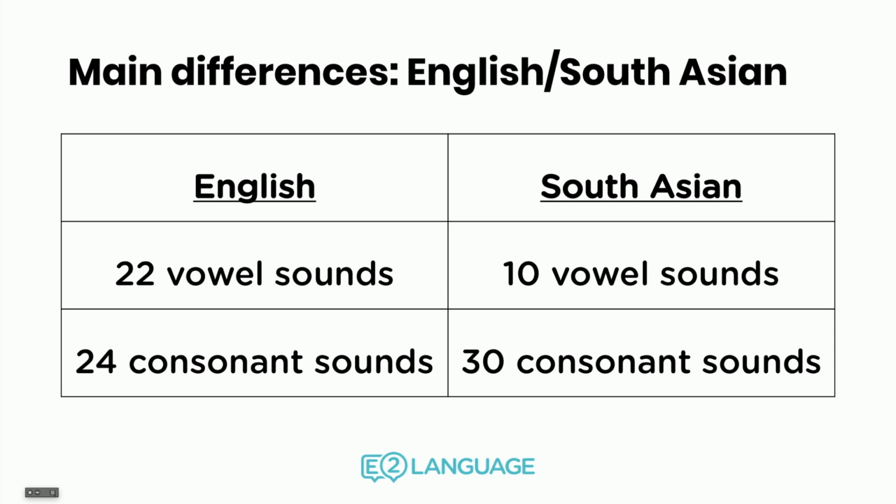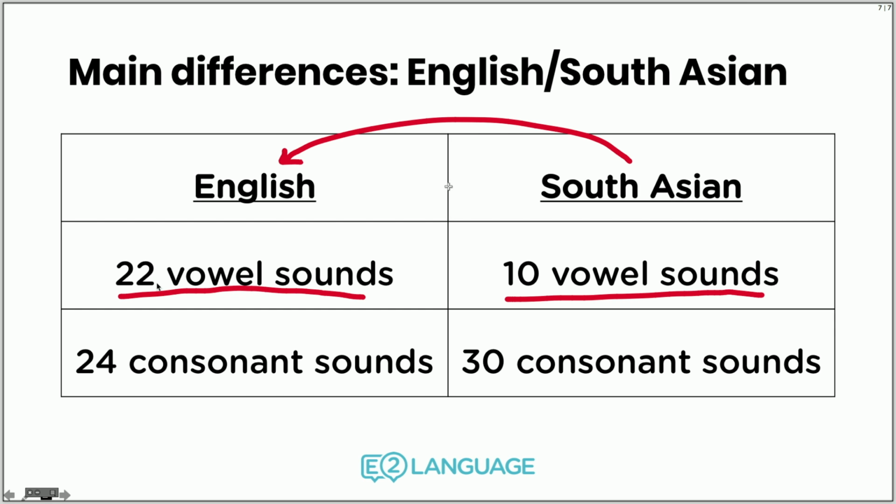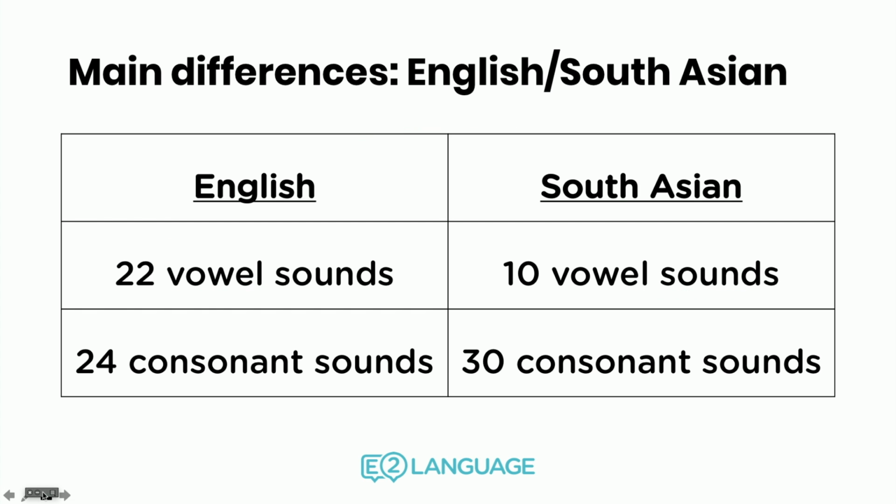Okie dokie, let's start with the main differences between English and South Asian languages. First of all, in English, there are 22 vowel sounds like a, e, o, a, etc. In South Asian languages, there are only 10 vowel sounds. So we have 12 more vowel sounds that you don't have. So obviously, when you're speaking English from your South Asian language, you're going to have some issues with some of these vowel sounds. We're going to look at those vowel sounds in particular.